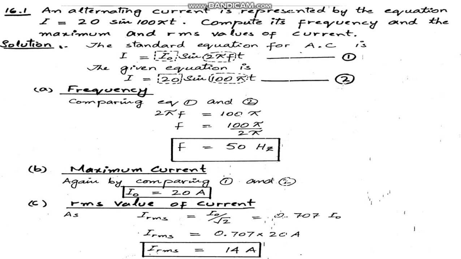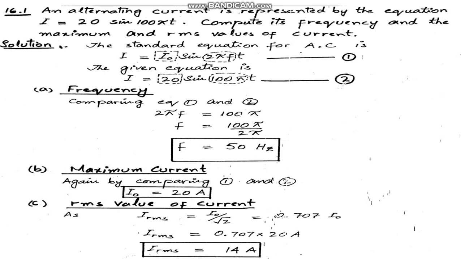B, maximum current. If we compare equation 1 and 2, in the first equation I naught is the maximum value. So if we compare equation number 2, I naught has a value that is 20. So I naught is equal to 20 ampere. C, RMS value of the current, as I RMS, that is I naught over under root 2.